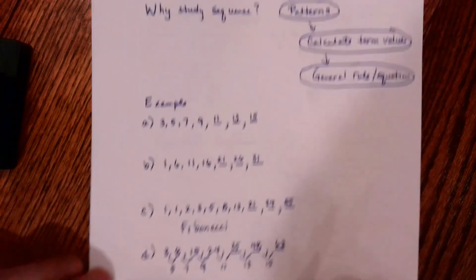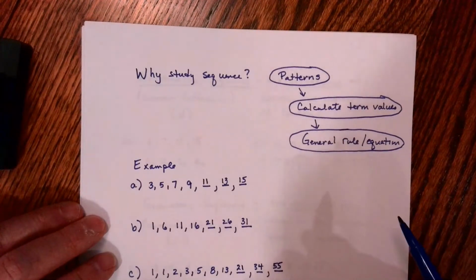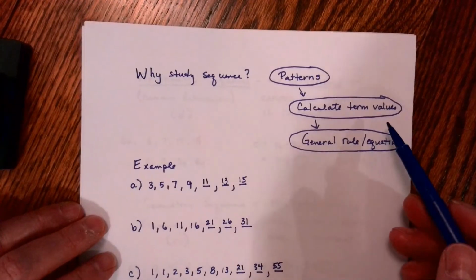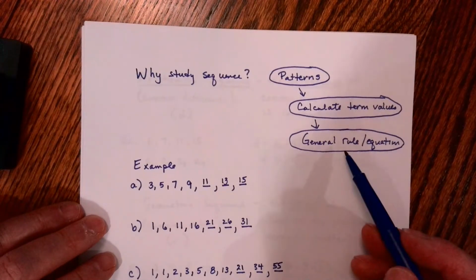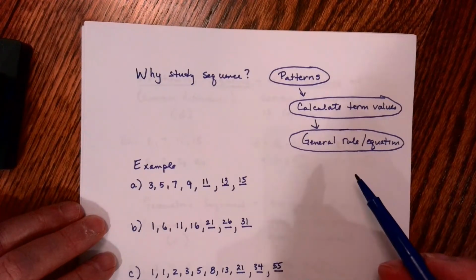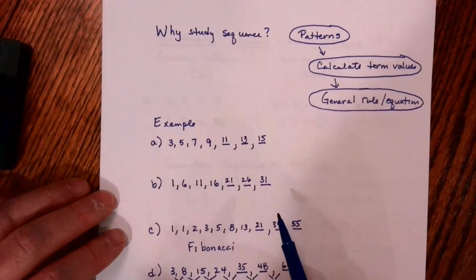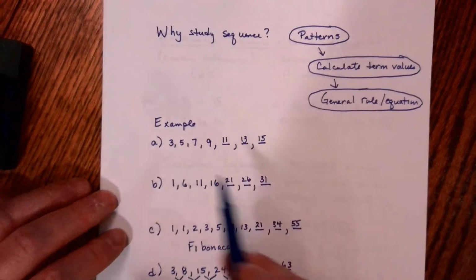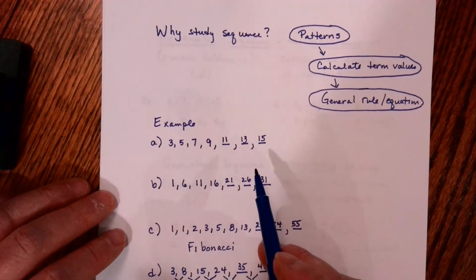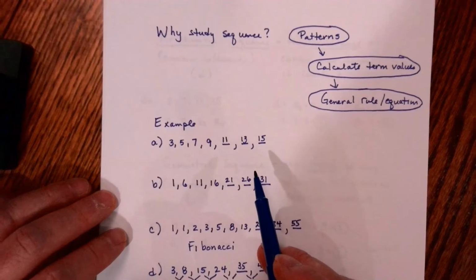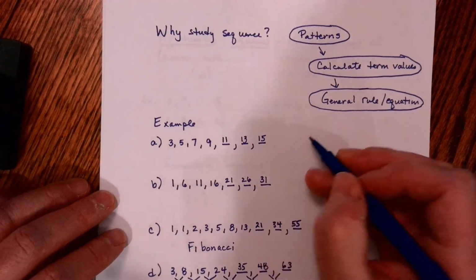Now back to the top. We've identified the patterns, and we use those to extend our sequences or calculate term values. But what about the general rule? Meaning, is there a rule that we could come up with, for example A, that would explain every single value that we would get, no matter which term we were looking for? And there is an answer to that.